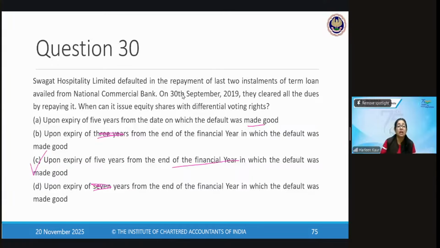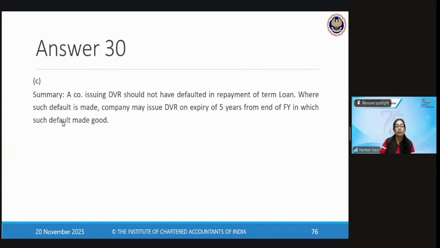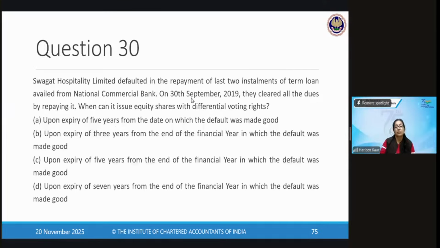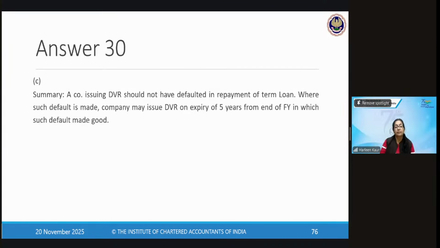I don't know why you're giving A. पढ़ ही नहीं रहे हो, सिर्फ 5 years, 3 years, 7 years देखो और आंसर दे दो. तो ध्यान से पढ़ना है. 5 years from the end of financial year. 30th September 2019 को करा है, तो 31st March 2020 से ईयर एंड हुआ, वहां से काउंट करेंगे. क्लियर? ओके. नेक्स्ट क्वेश्चन.